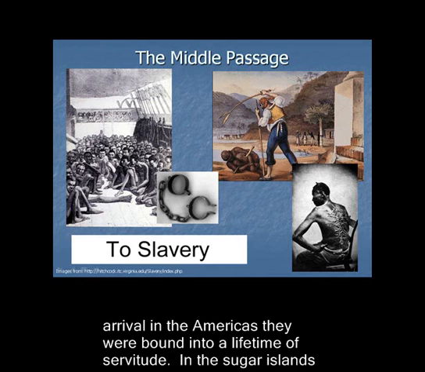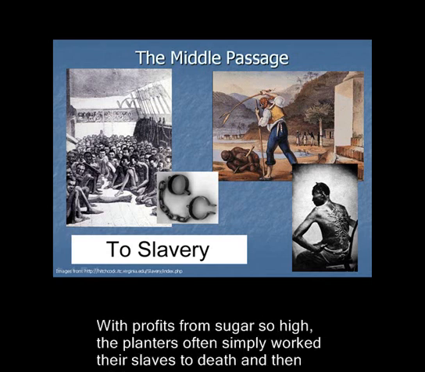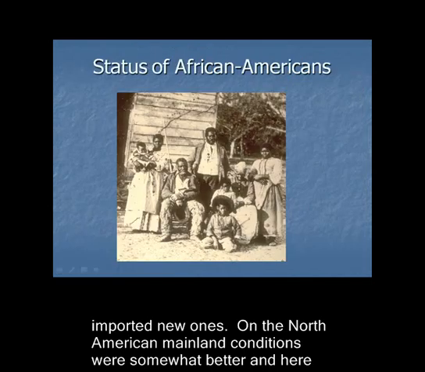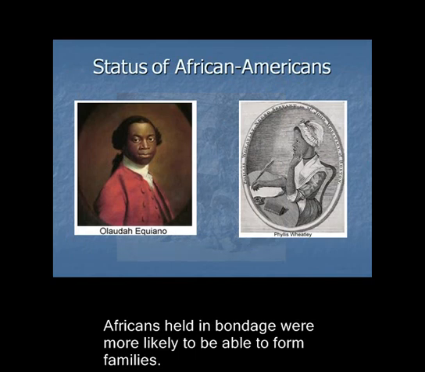In the sugar islands of the Caribbean and the plantations of Brazil, the mortality rate was horrific. With profits from sugar so high, the planters often simply worked their slaves to death and then imported new ones. On the North American mainland, conditions were somewhat better, and here Africans held in bondage were more likely to be able to form families. Some were even able to become free, ultimately forming a significant minority of the African American population in the colonies.